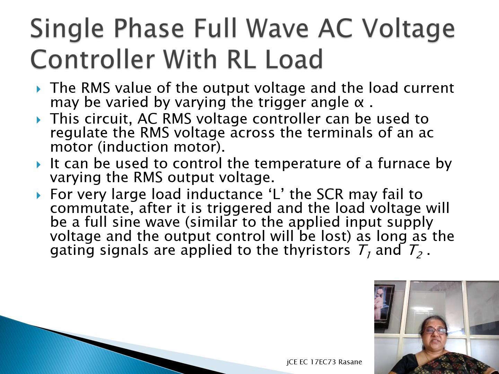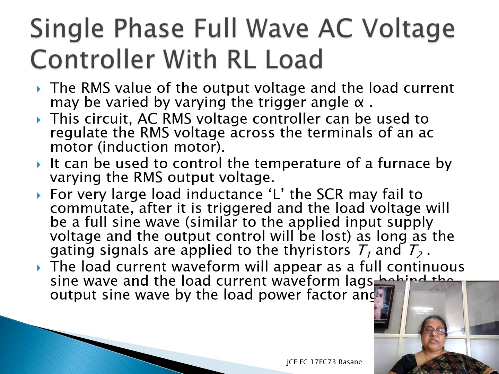But what happens is, if I cannot control the firing angle, obviously then I cannot control the output load voltage. So it is essential to turn on and turn off the thyristor. Then only can I have control over the output voltage. The load current waveform will appear as a full continuous sine wave, and the load current waveform lags behind the voltage waveform by a load power factor angle phi. As I told you, with an inductive load, there is a phase difference between the input supply voltage and the load current.